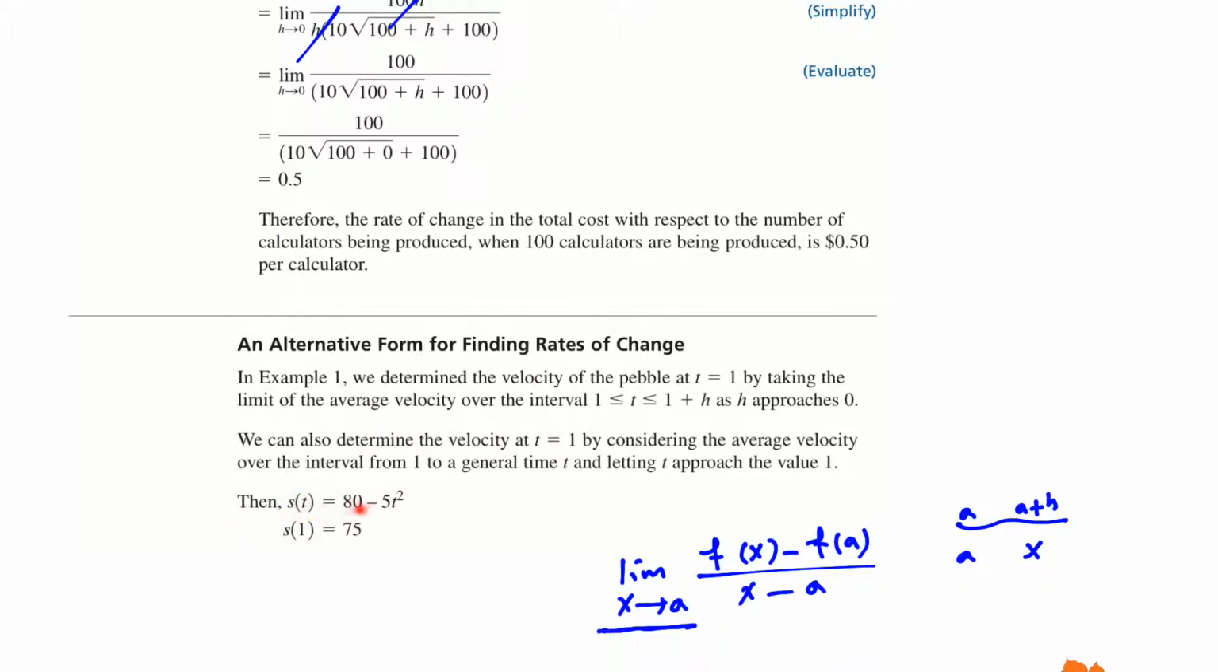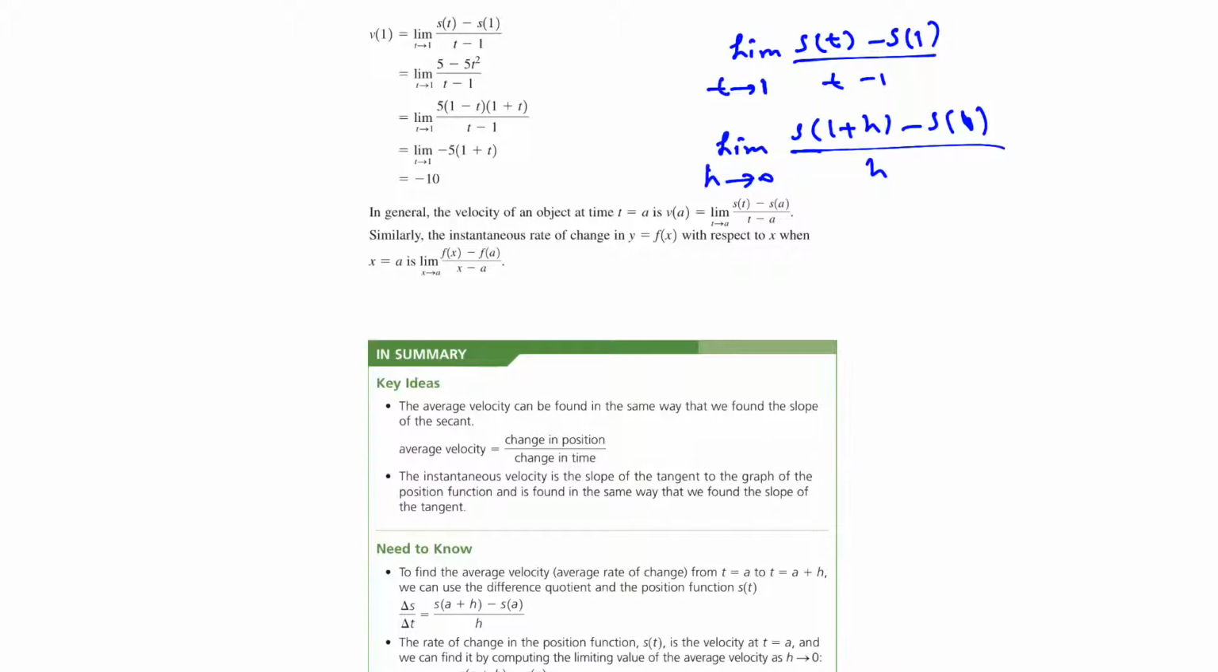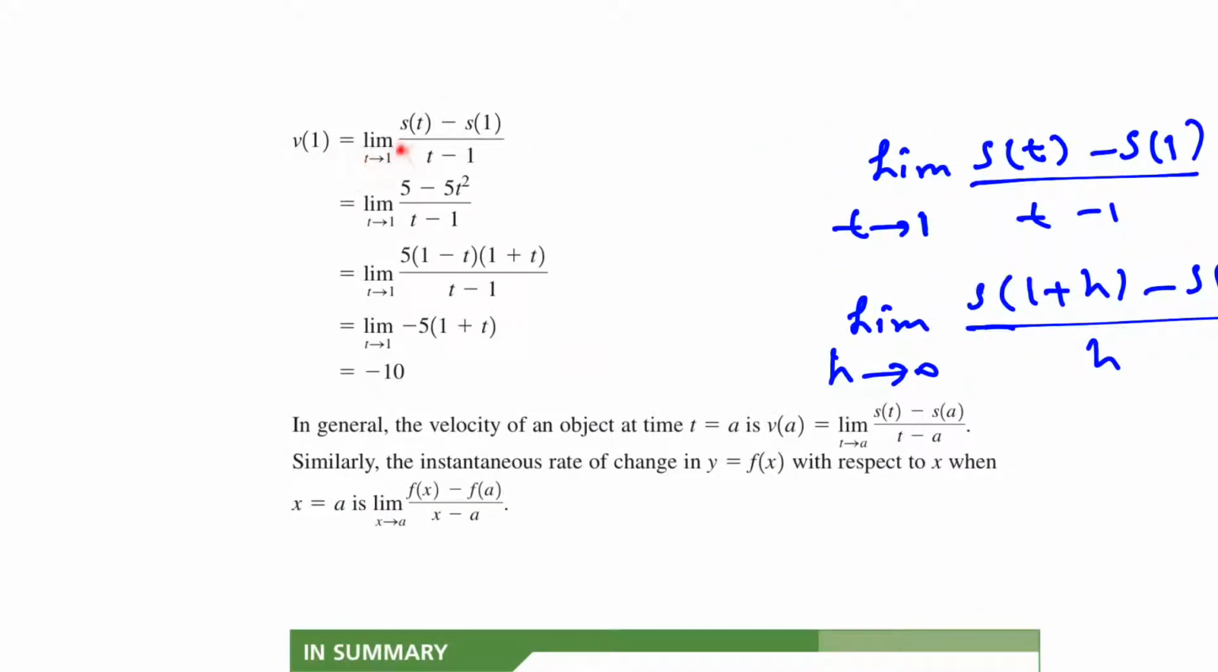In example 1, S at t equals 80 minus 5t squared. S at 1 would be 75, and V at 1 would be limit of S at t minus S at 1 over t minus 1 as t approaches 1 if we use the alternative formula. This fraction can be simplified as negative 5 times 1 plus t, and the limit would be limit of negative 5 times 1 plus t as t approaches 1, which is negative 10.